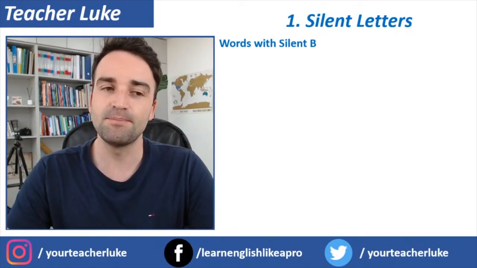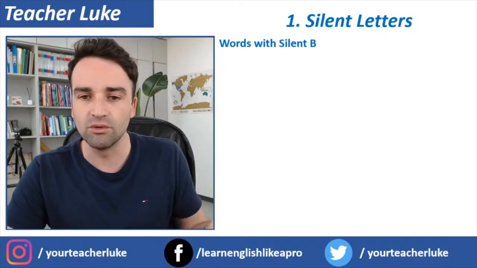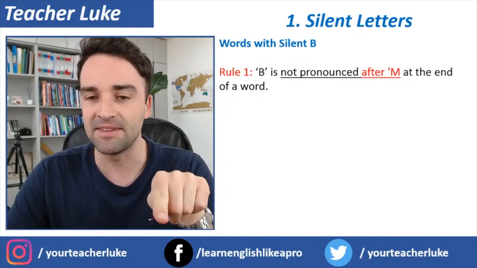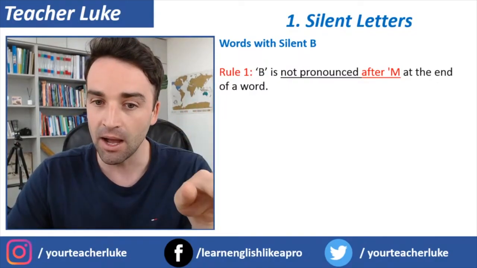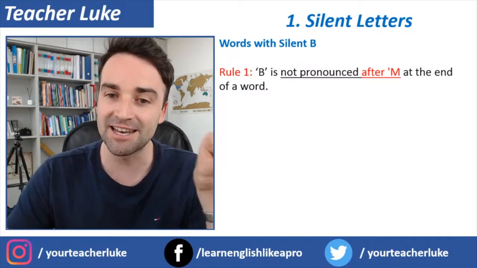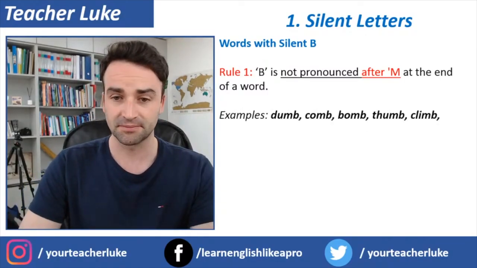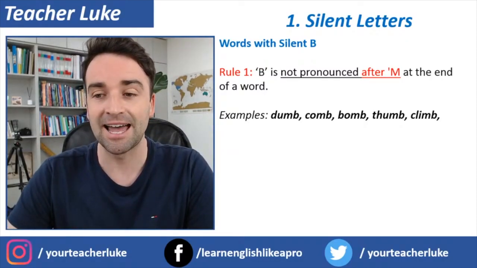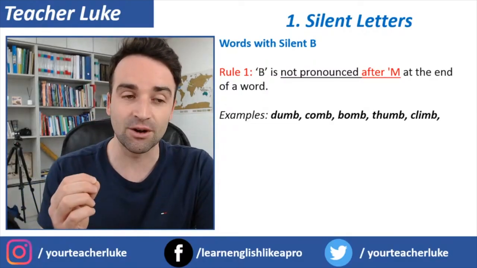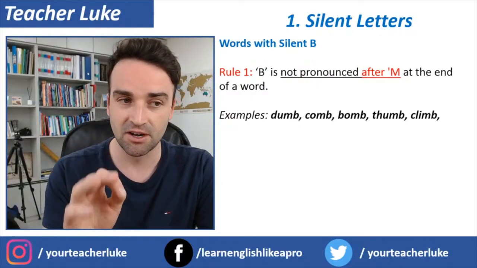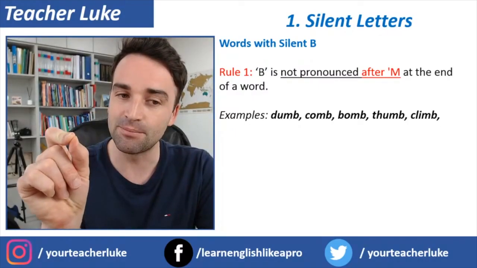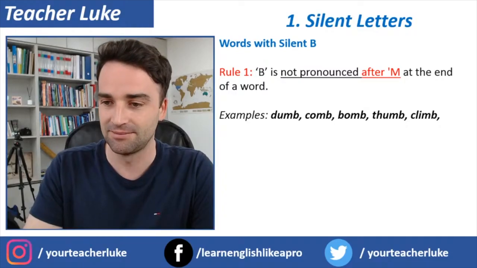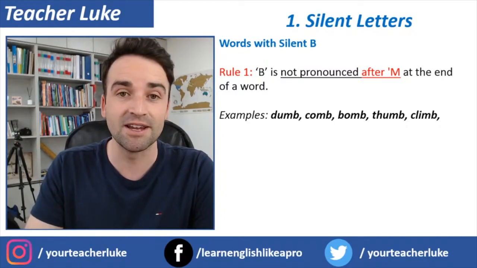Words with a silent B. The B is often silent in lots of words. So what's the rule? Well, the rule is that B is not pronounced after an M at the end of a word. So if the word ends in a B, but the previous letter is M, then B is not pronounced. For example, dumb, comb, bomb, thumb, and climb. There is no B sound in any of these words. So be careful with these ones. Remember, if the B is at the end and the previous letter is an M, then we don't pronounce the B sound. Limb is another great example.